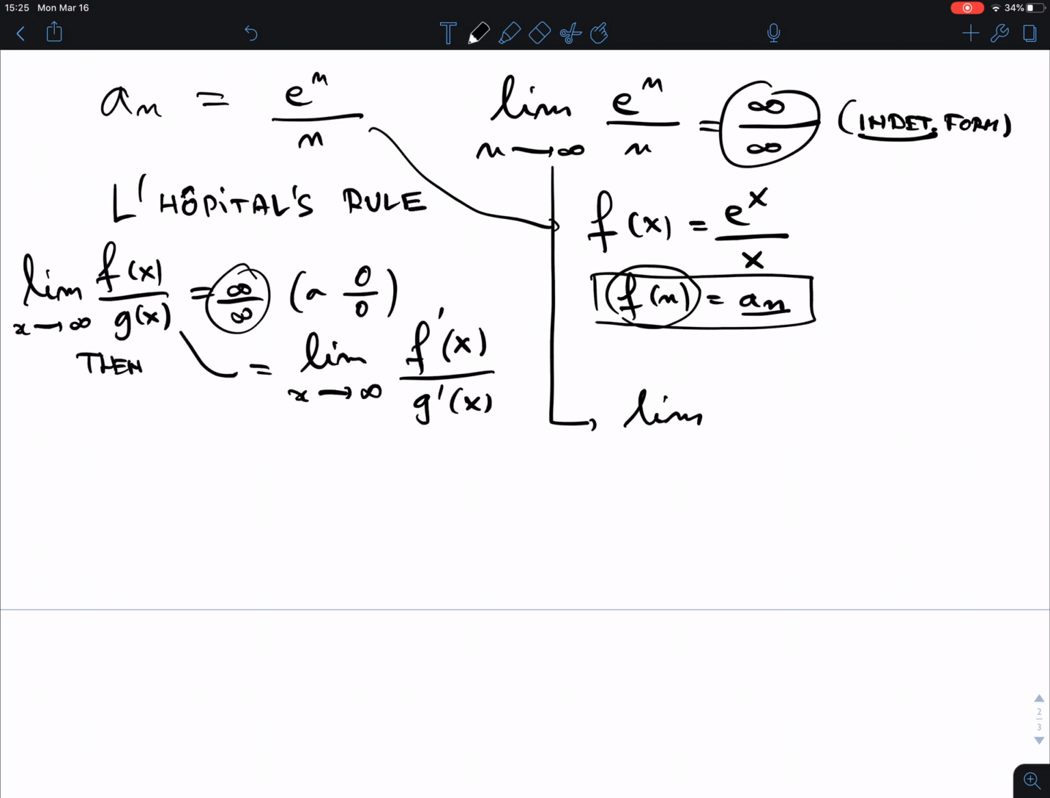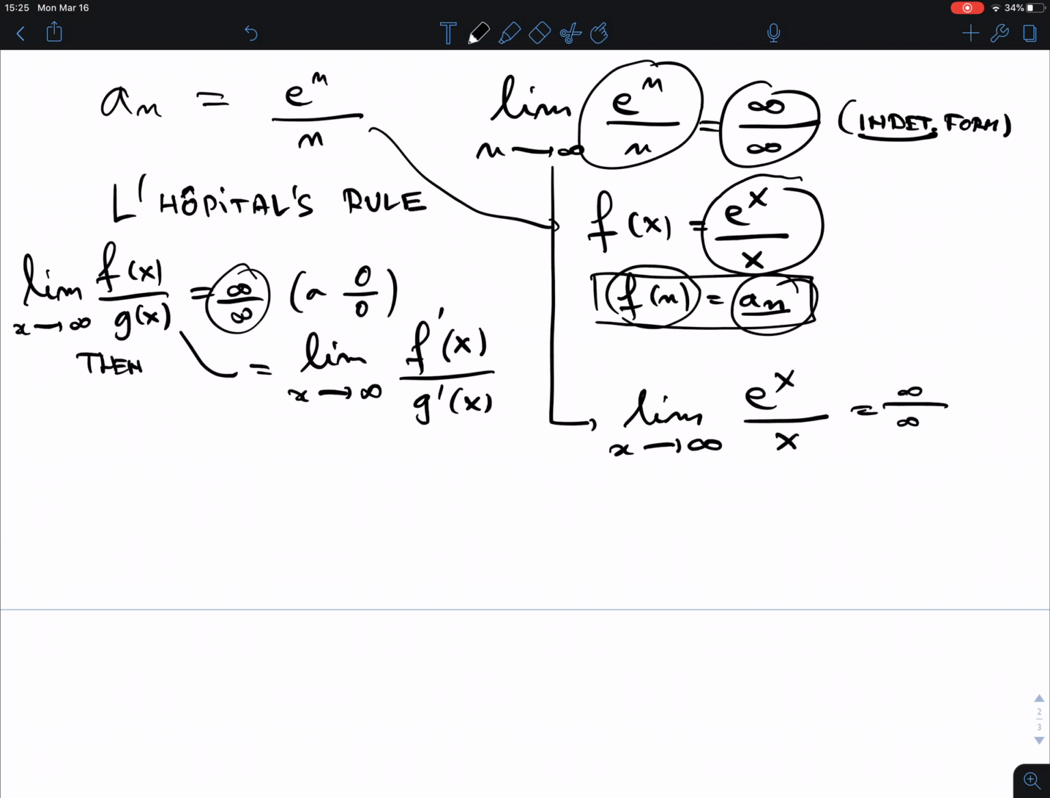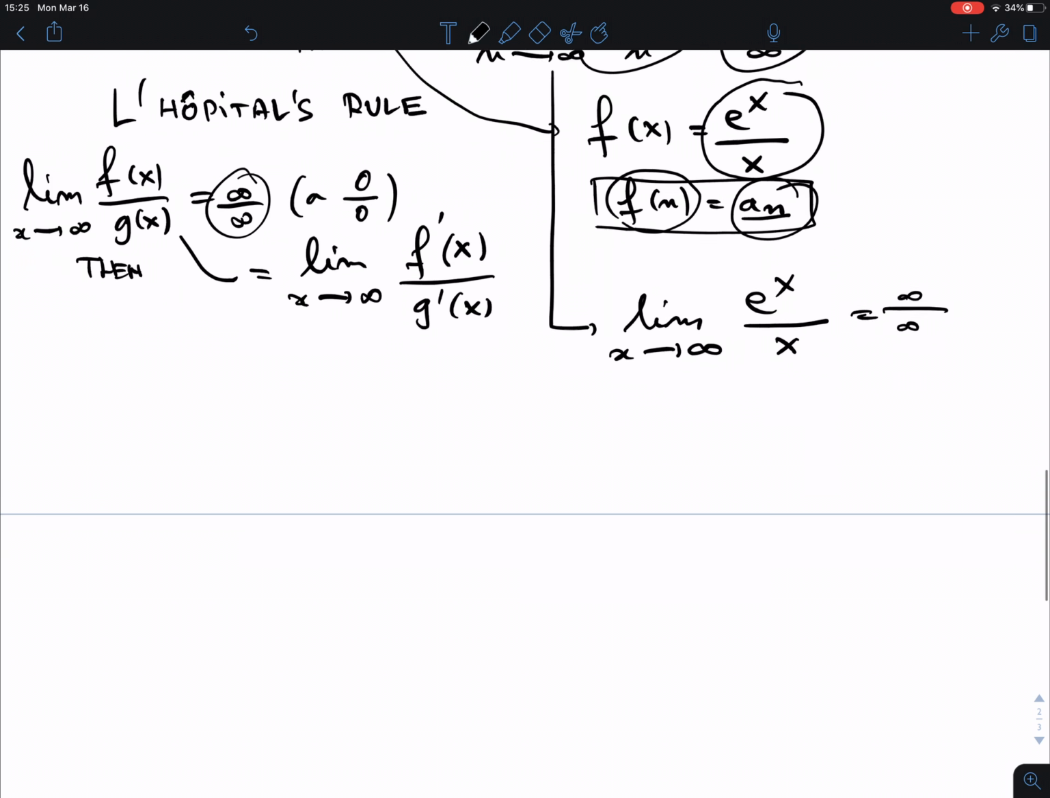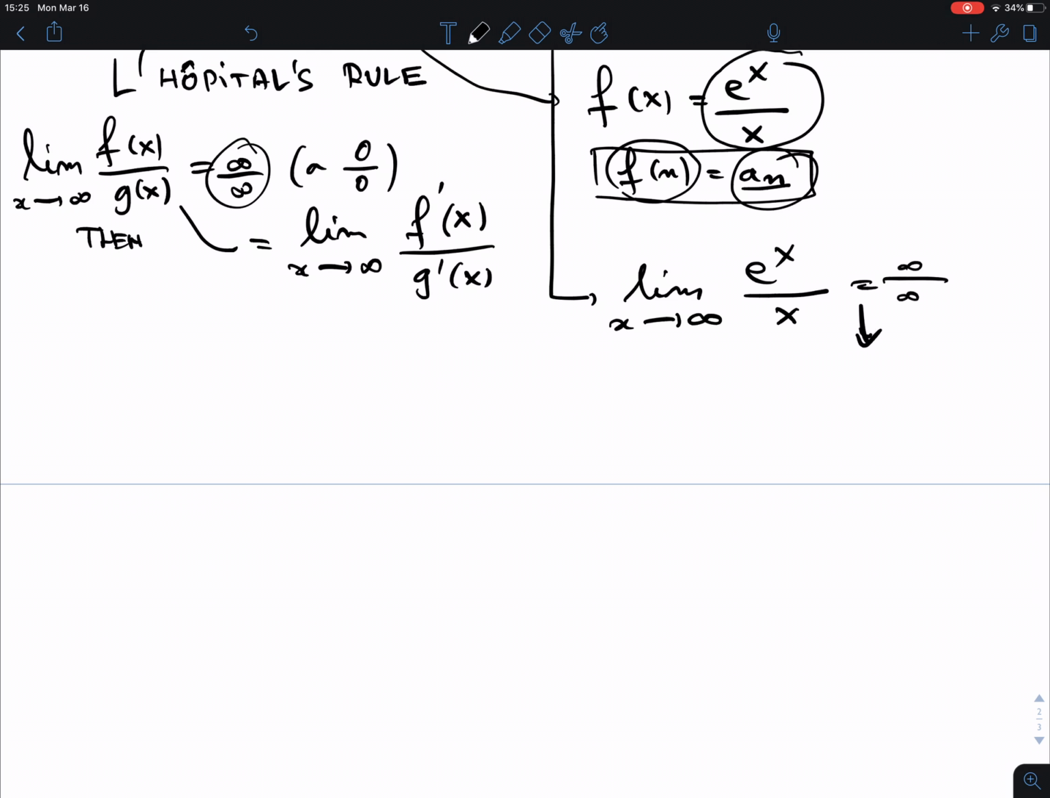I do this to make sure that everything is really correct, but some people sometimes skip this. So I'm replacing this limit, which is a limit of a sequence, by a limit of a function, the function that mimics, that gives me the sequence. And now we're really in the satisfaction of L'Hopital's rule, right? If I plug in infinity, I get infinity over infinity, and so I can now use L'Hopital. So here I use L'Hopital's rule.